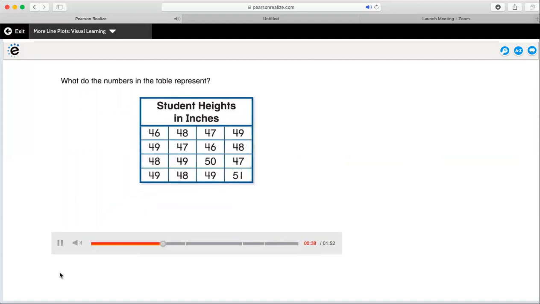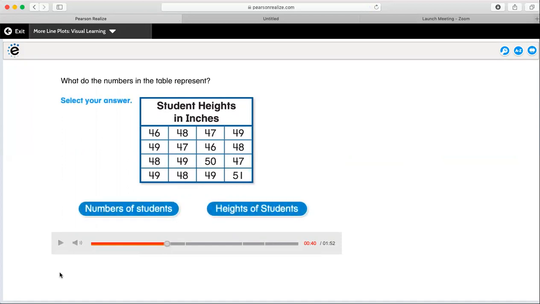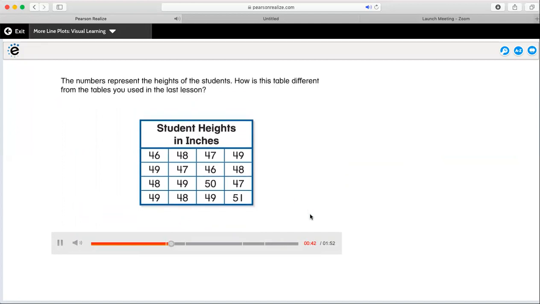What do the numbers in the table represent? Select your answer. So to figure this out, we would just look at the title of the table. So we have student height in inches, so height of students. The numbers represent the heights of the students. How is this table different from the tables you used in the last lesson? This table lists each student's height instead of listing the names of students and their heights.